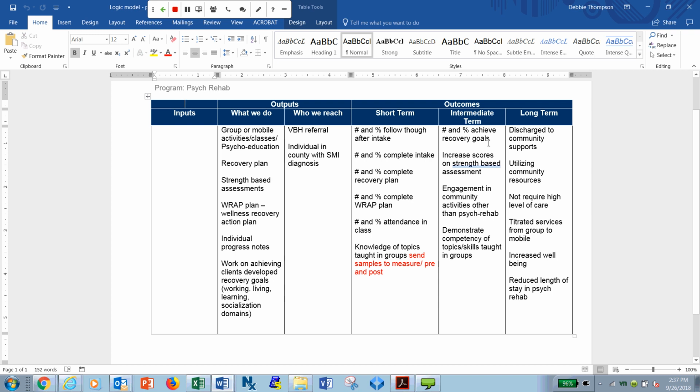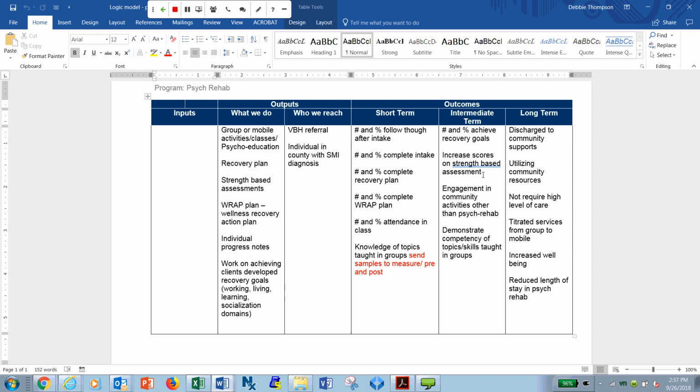Intermediate-term outcomes are things like the number and percentage that achieve the recovery goals, an increase in scores on a strength-based assessment. A lot of times with programs, especially if you want to measure quality of life or something like that, you can look at pre- and post-test of the same questionnaire and look at the difference in scores. Another intermediate-term outcome is engagement in community activities other than the psych rehab program itself, and then demonstrating the competency of the knowledge in the topics taught.